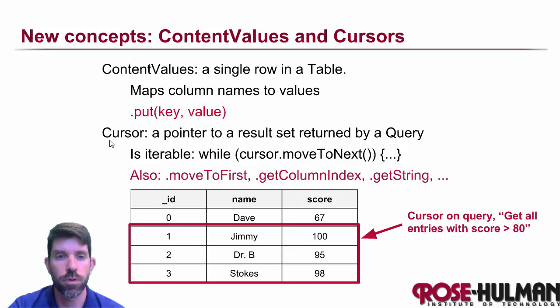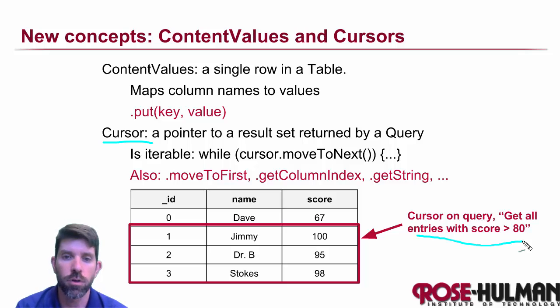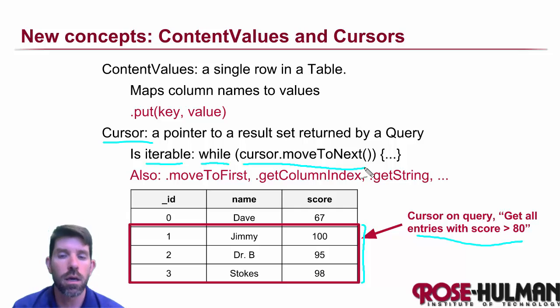Secondly is a cursor. A cursor is essentially just a pointer to a whole result set that was returned by a query. So maybe I have a query that says something like, give me all the scores that are over 80, and in that case, it would return this set here. The nice thing about cursors is that they're iterable. So you can write code that says, as long as the cursor has a next, go ahead and move there, then process that entry.